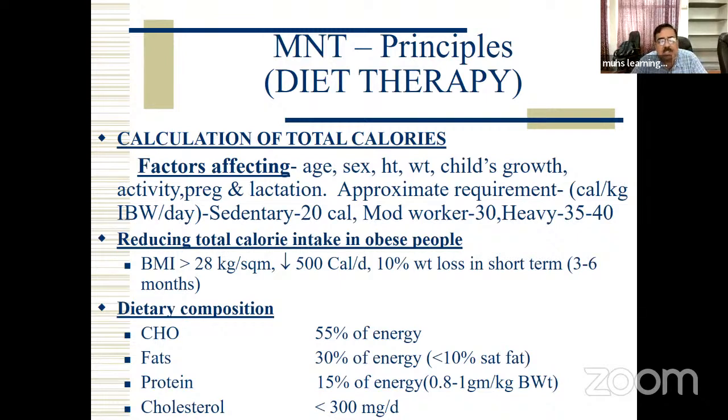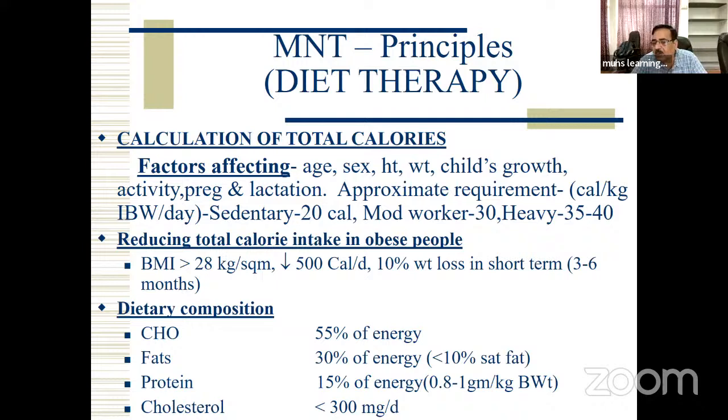In dietary composition, you have to understand this has to be calculated and explained to the patient. What is important is that carbohydrate should be 55% of the energy, fats less than 30%, with saturated fat less than 10%. Cholesterol should be a very small amount. And protein must be at least 1 gram per kg body weight, unless there is nephropathy and the patient is not on dialysis. So these are the things you have to remember.